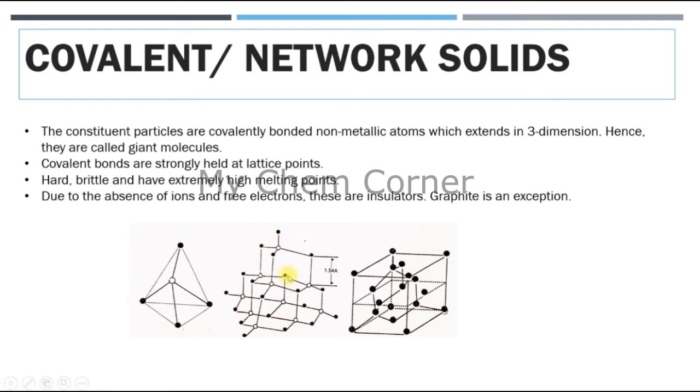Now, in case of your covalent solids or network solids, they don't have ions or free electrons. Because of all this, they don't conduct electricity, therefore they are called insulators. Insulators don't conduct electricity. They don't have free electrons. They don't have free ions. So they are called insulators. But out of all these, you have an exception called graphite, which we had learnt in first PUC or class 11 in detail. Example of this is diamond and quartz.